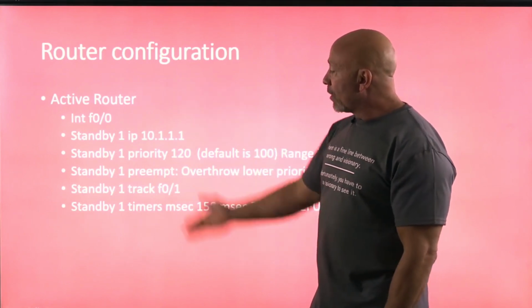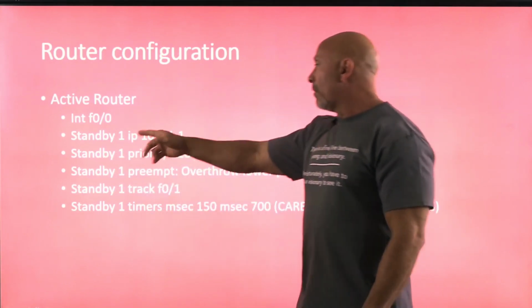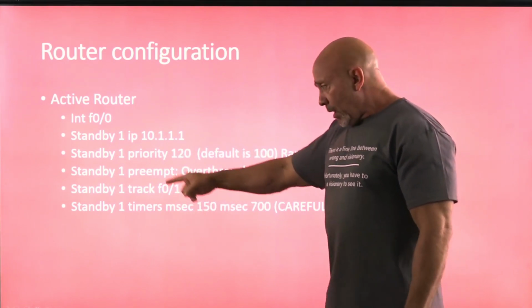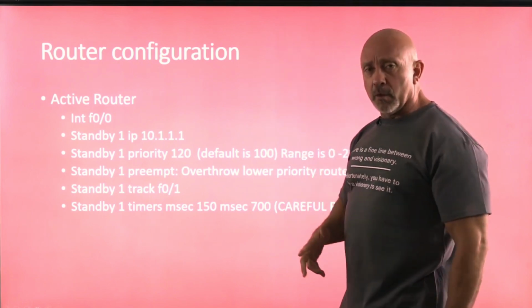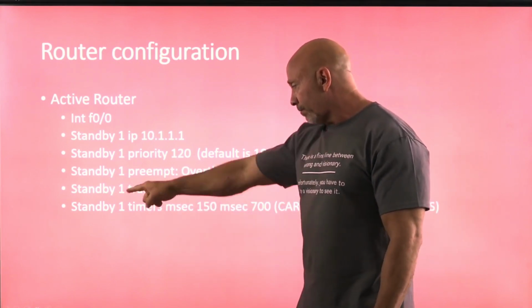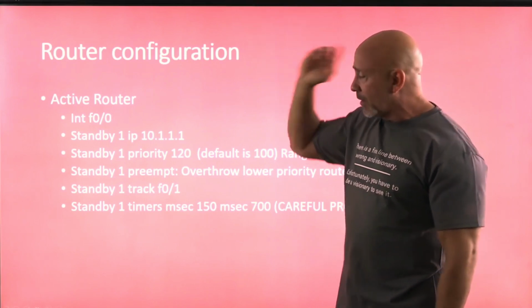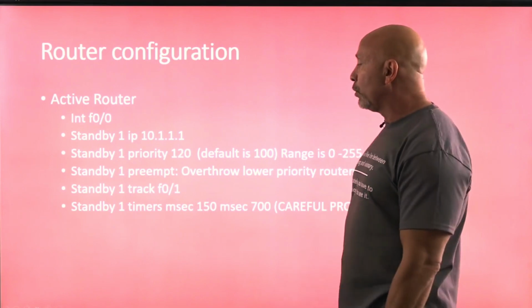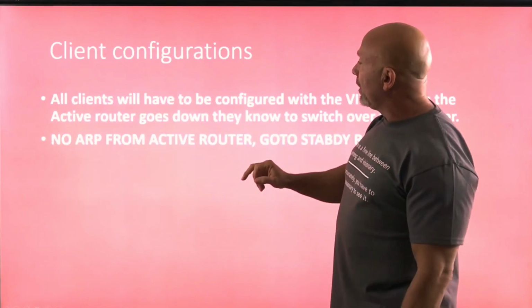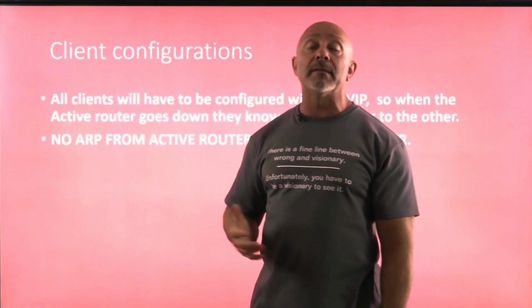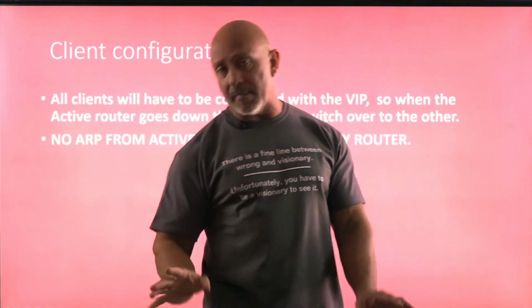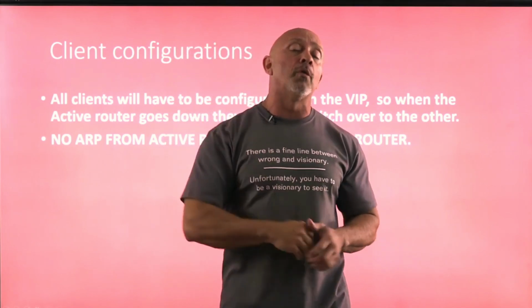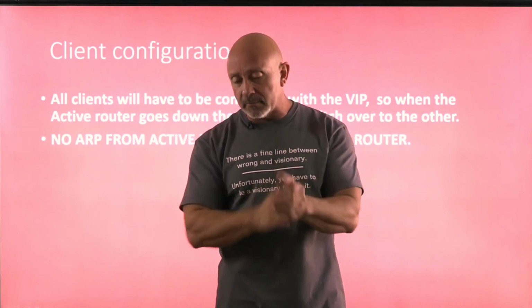And then the configuration of it, you saw it. Standby 1, the IP address, priority, default is 100. You can preempt to overthrow the lower priority ones. I like that word, overthrow. You can track the interface on the other side of the router. And if you want to play around with the timers, you could. We didn't, but if you wanted to, you could. And finally, all clients, don't forget, need to have that VIP, that virtual IP address. With a Mac, it'll get that automatically. But you need to put the gateway of the clients as the virtual IP address that you just configured. All right. See you in the next.